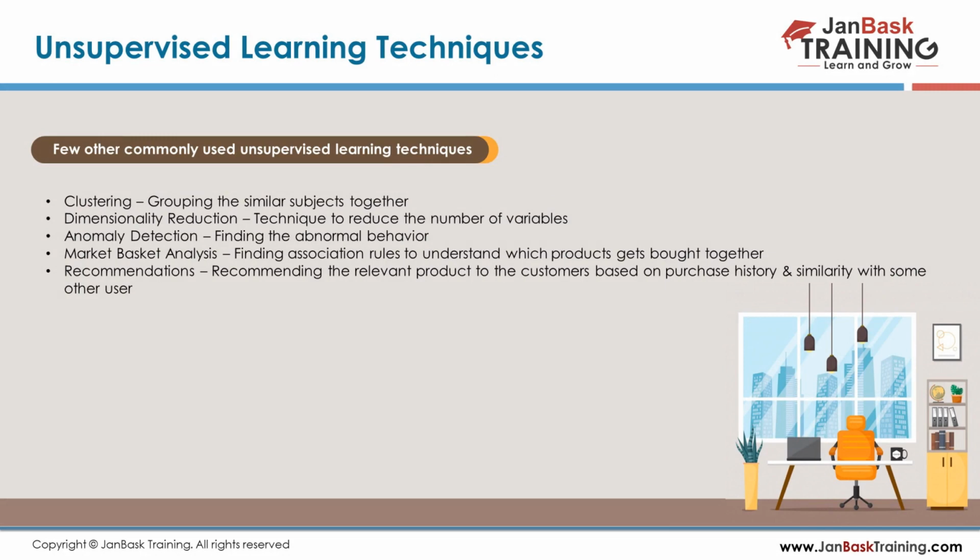Anomaly detection, I have told you, is finding abnormal behavior, like in transactions. Then there is market basket analysis. We will come across the recommendation system, which is a type of recommendation, market basket analysis. When you go to a website, once you purchase something, based on your previous purchases, they recommend something to you.